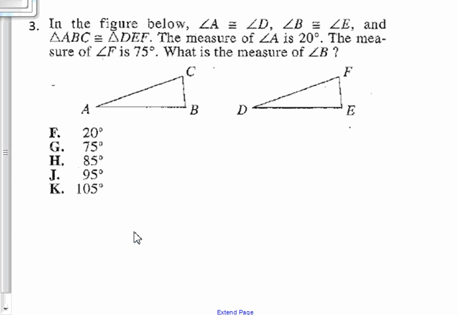Just like we did on number 1, try to eyeball what you think the measure of angle B is and eliminate unreasonable choices to start with.